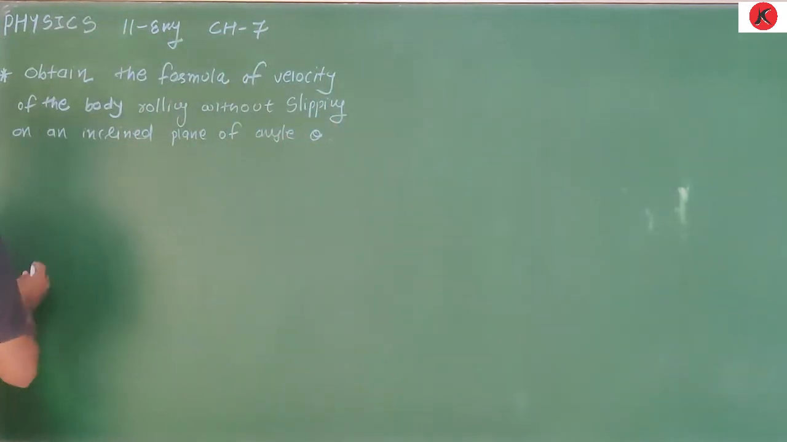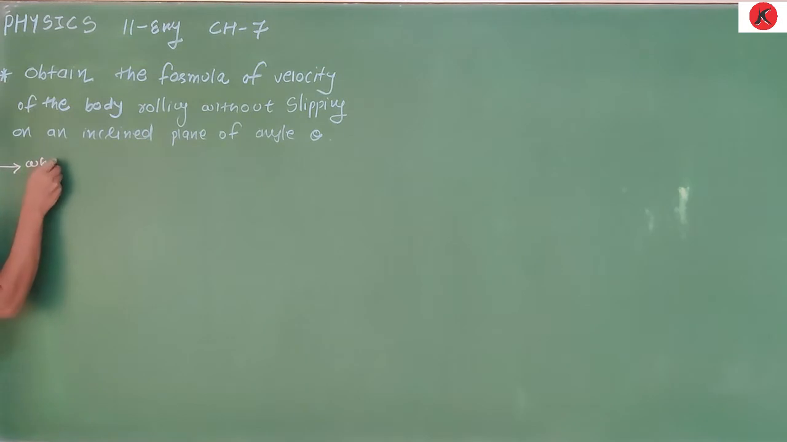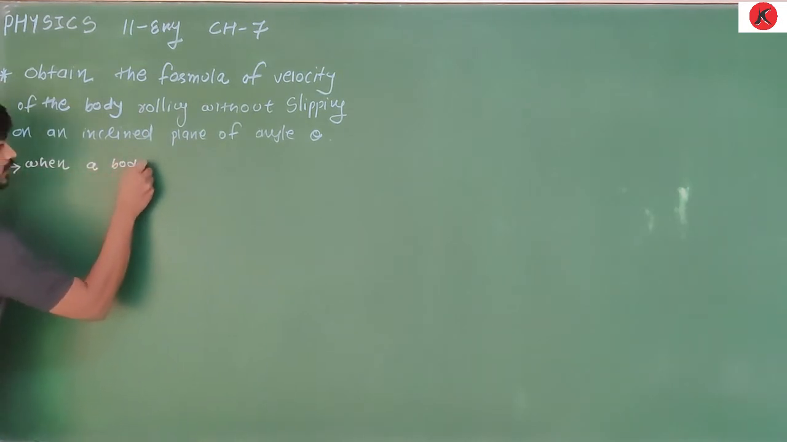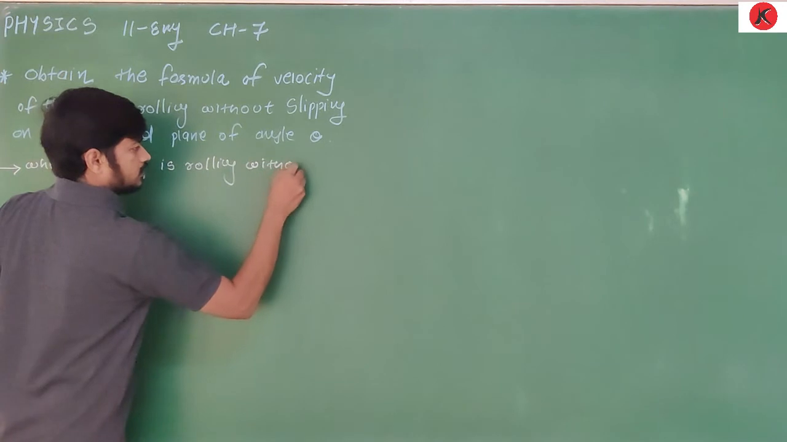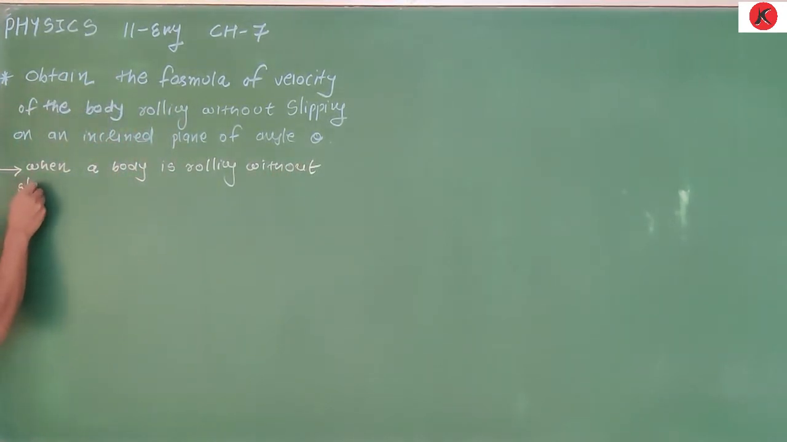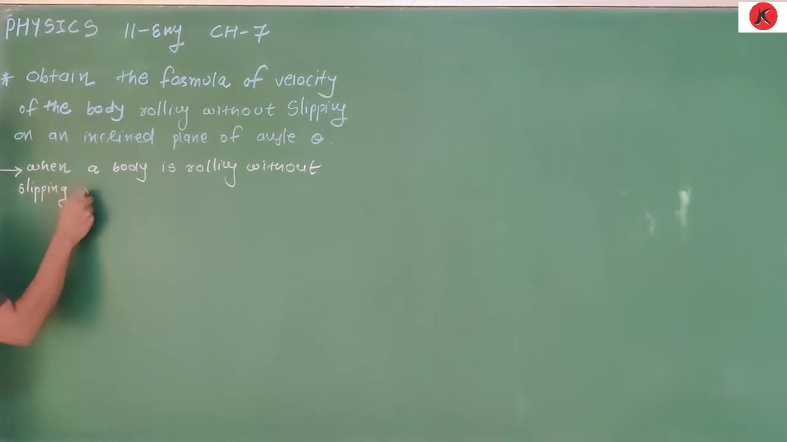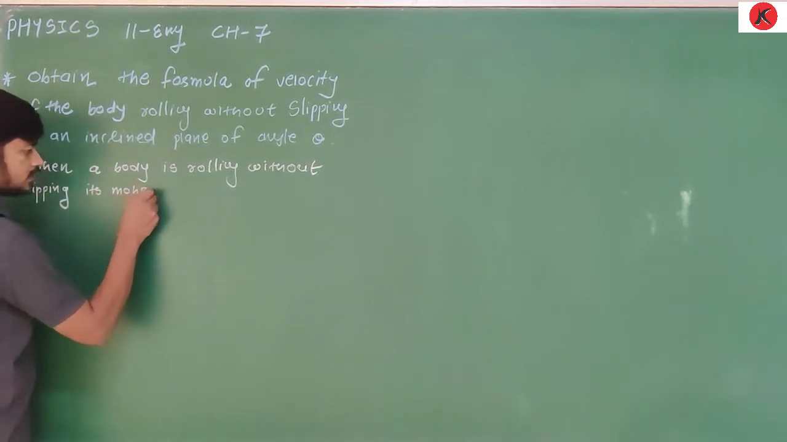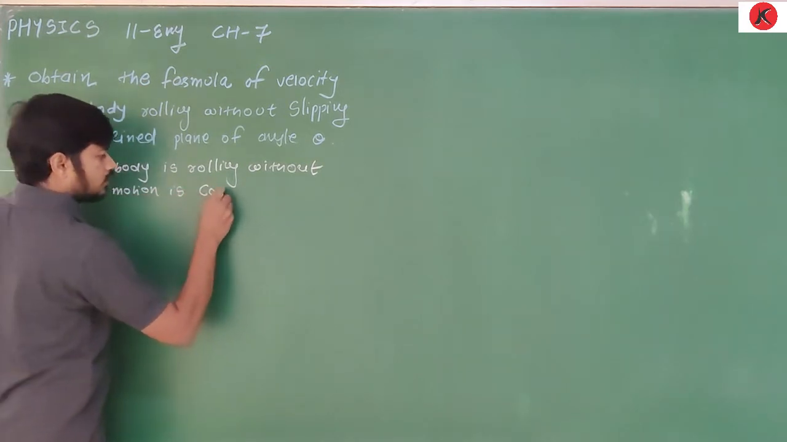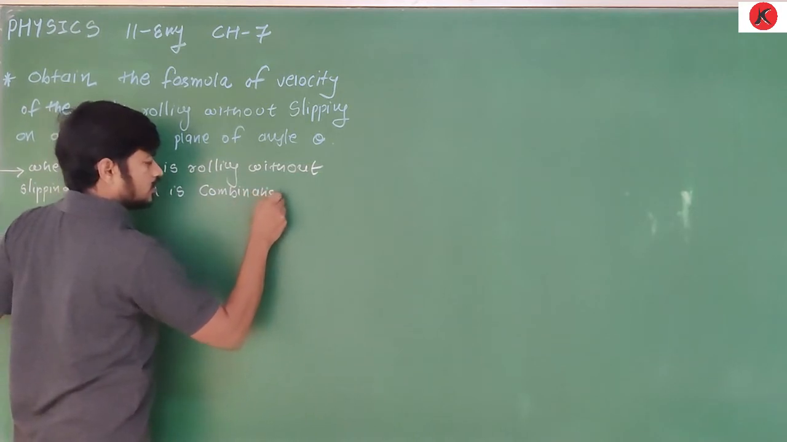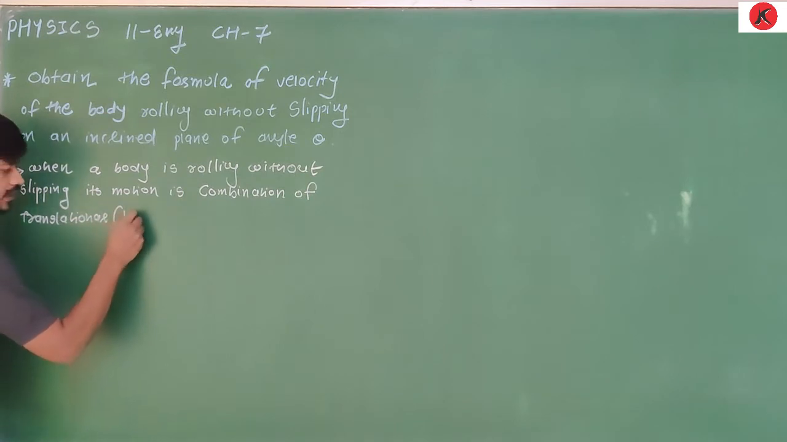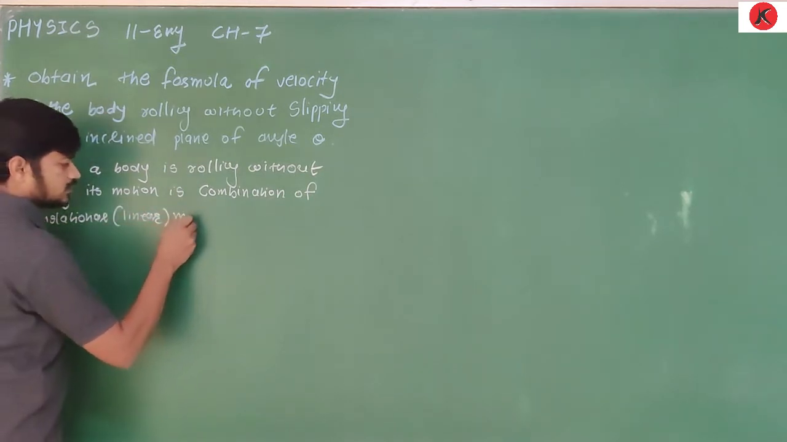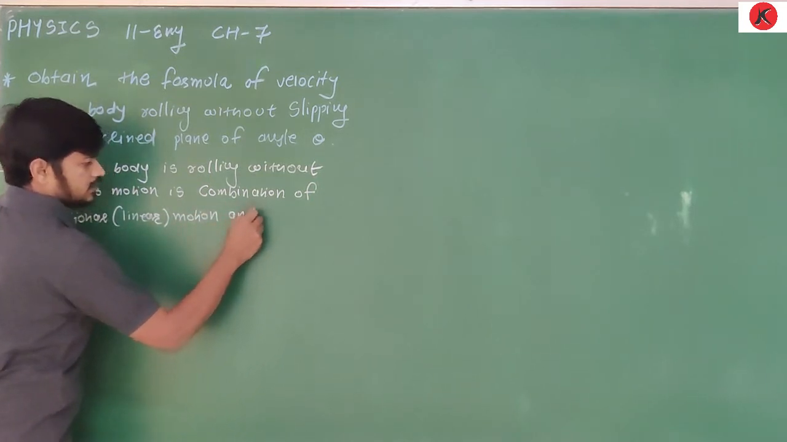I will write a statement again here. When a body is rolling without slipping, its motion is a combination of translational, or you can say linear motion, and rotational motion.